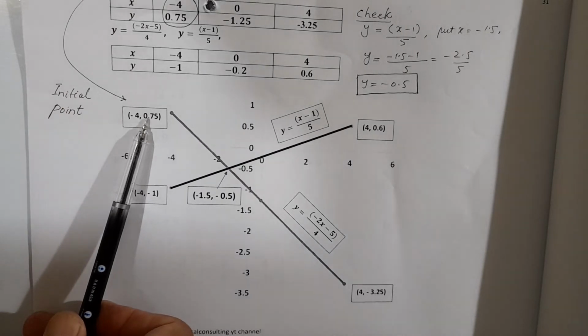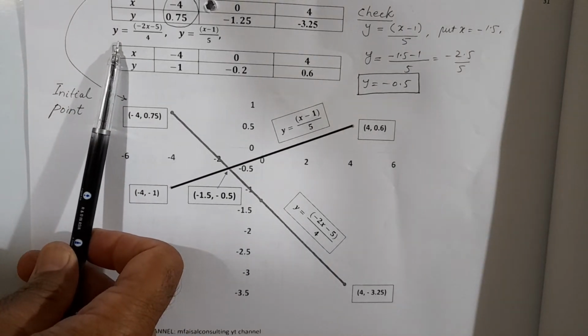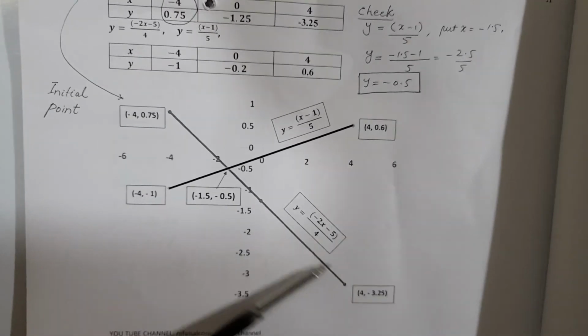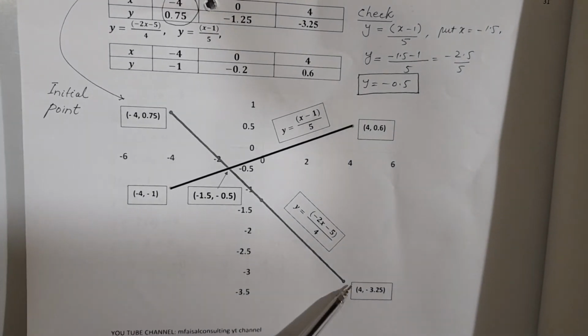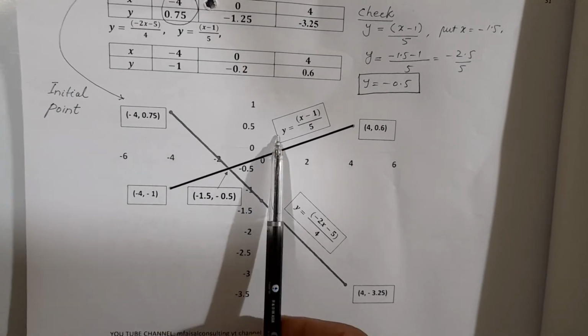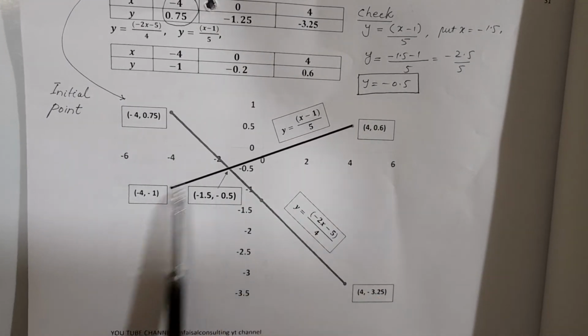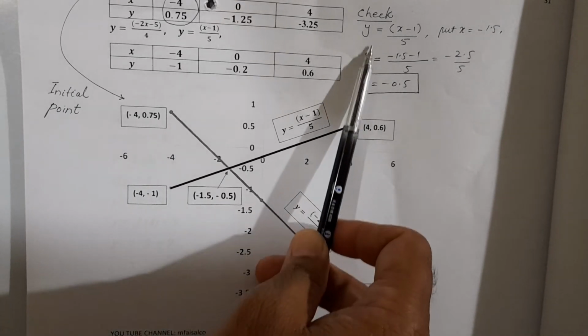For this equation, y is equal to minus 2x minus 5 divided by 4, this is the initial point, this is the final point. And for the equation y is equal to x minus 1 divided by 5, this is the initial point and this is the final point. Now we have to check the answer.